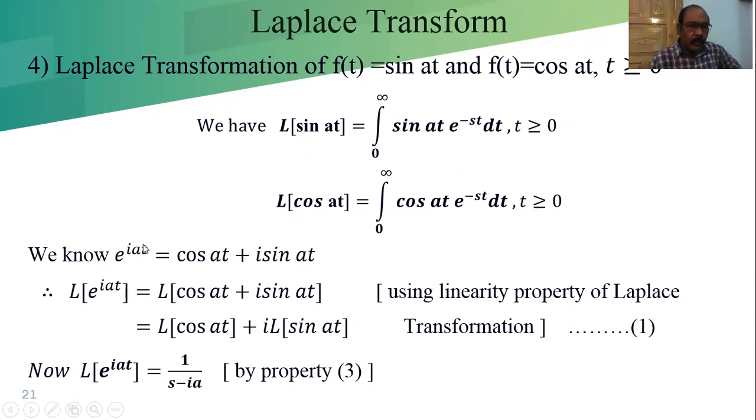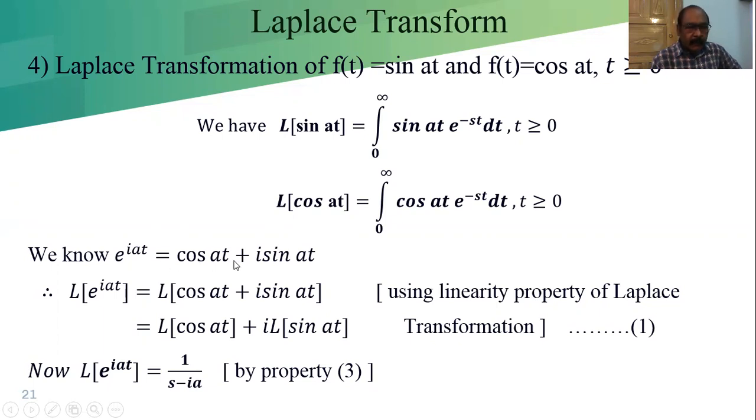We know e to the power i at equals cos at plus i sin at. This is the known result. With the help of this, we want to find out the Laplace transformation of sin at and the Laplace transformation of cos at by equating the real and imaginary parts.